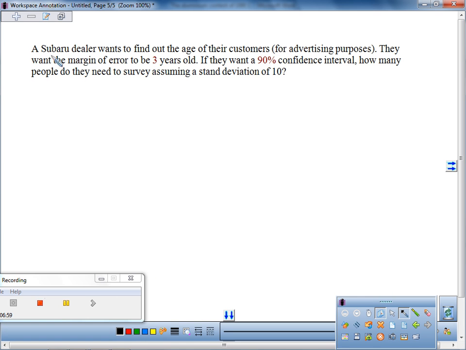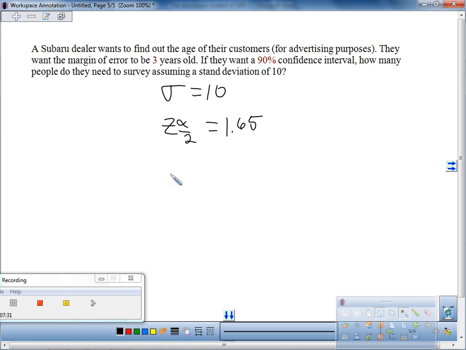Alright, here it says the dealer wants to know the average age of their customers for advertising purposes. They want the margin of error to be 3 years. Error to be 3. If you're 90% confident, how many people do you want to survey, assuming a standard deviation of 10? Alright, so standard deviation is the key word there. So we're going to use standard deviation of 10. 90%, use 1.65. 3 is going to be our error. So E is equal to 3. Okay, so from this information we can come up with how many people we need to survey to see how old they are.